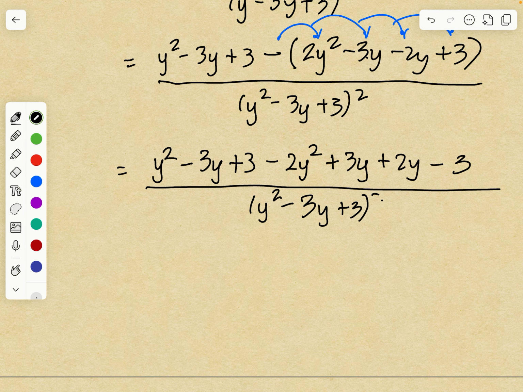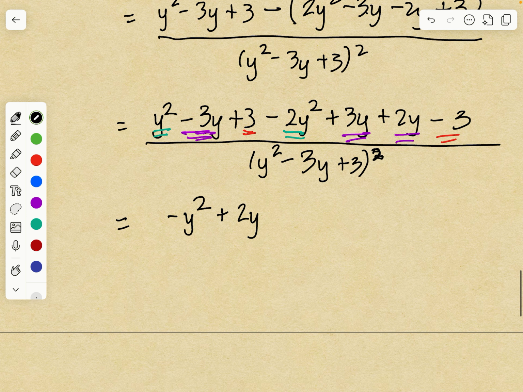Now I need to combine the like terms in the numerator. So I look at the y squared terms. I see a y squared here and a negative 2y squared there. So y squared minus 2y squared makes negative y squared. Now I look for the terms with the y's. Negative 3y plus 3y plus 2y makes 2y. And now we have the constant terms. I see a 3 and minus 3 makes 0. So you just have negative y squared plus 2y on the top, and the bottom is just the same throughout. Okay, so that's my g prime of y.